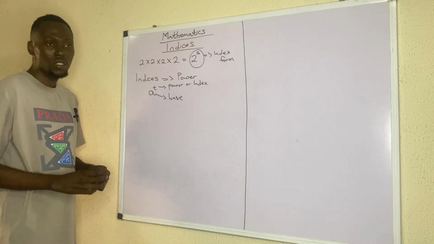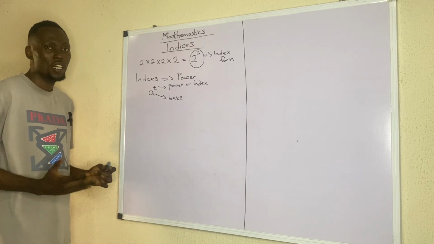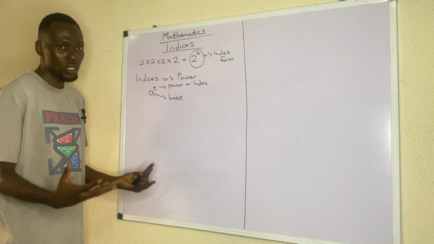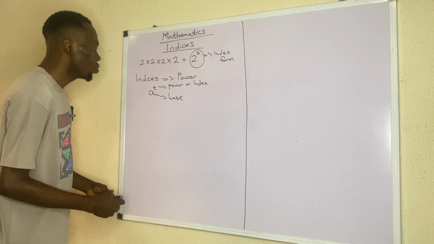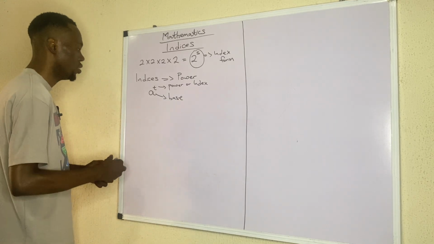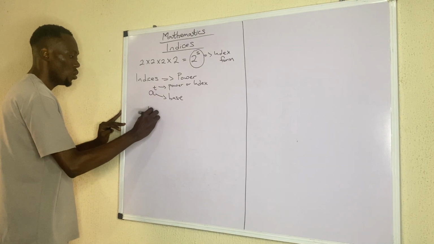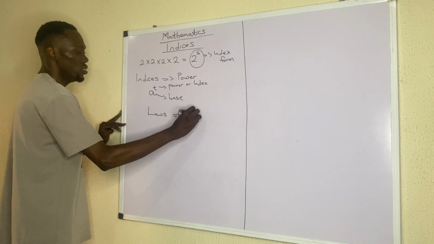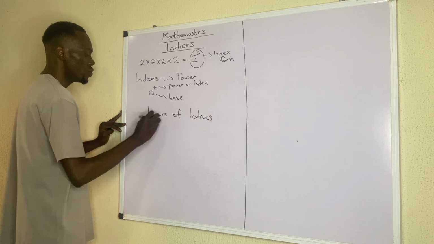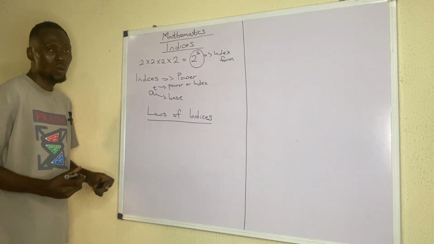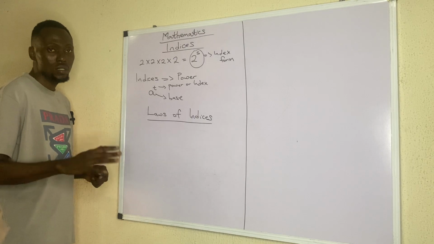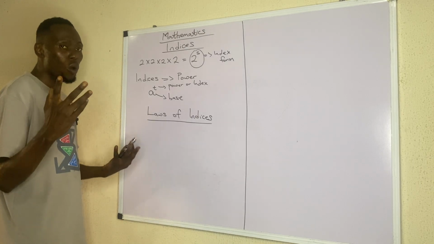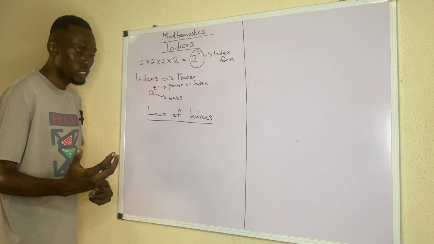And these indices, it has laws. There are different laws that guide indices. Remember, in mathematics, we deal with laws that guide it in solving. So now we'll be looking at the laws of indices. The first law I'll be taking note of is what I call the multiplication law, or rather, let's start with the addition law.